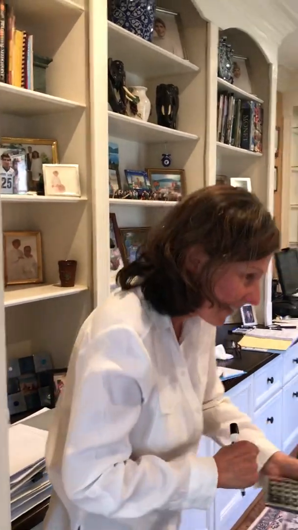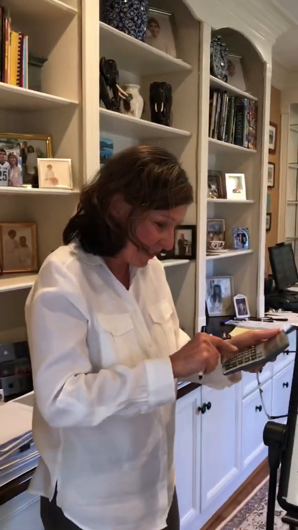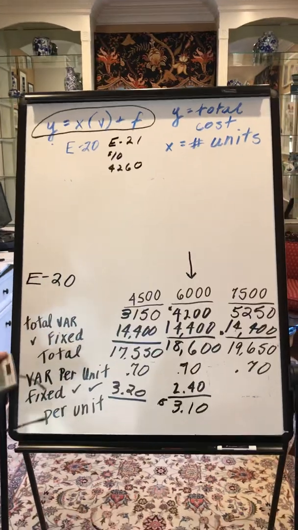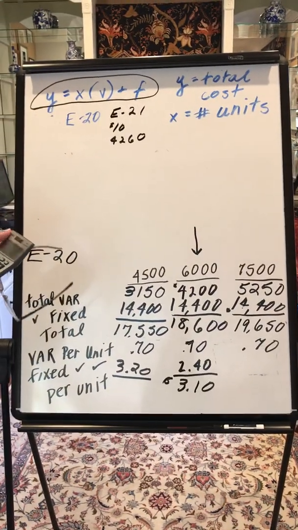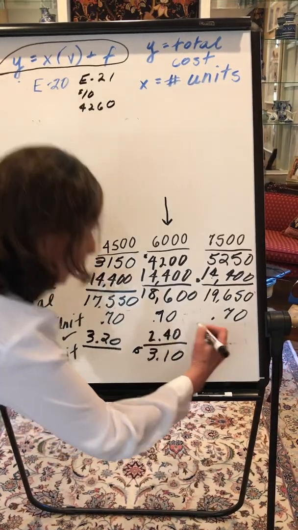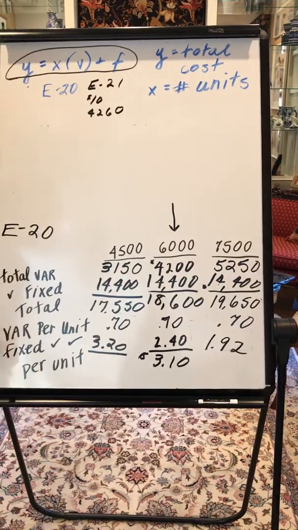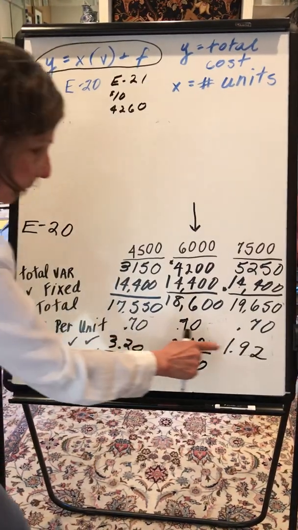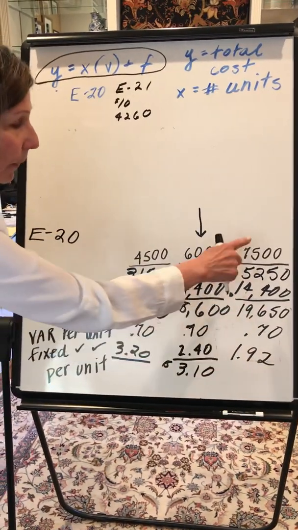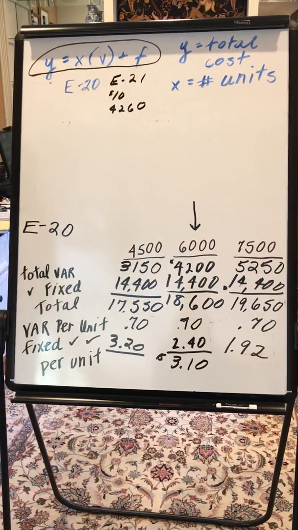Okay, so we have $14,400 divided by 7,500 units, $1.92 per unit for fixed costs. So the fixed costs, when we start making more items, in this case cleaning more items, goes down.